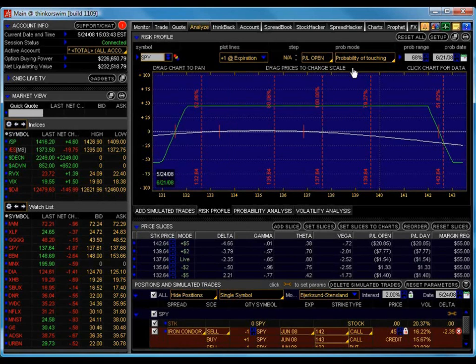So don't let the fact that the probability of expiring is very, very high for this position fool you. In fact, it's 75%. The reality is that in most cases, the price will butt up against your break-even points and your maximum profit points at some time during the life of this trade. That's why adjustments are so critical to the success of what we're doing.